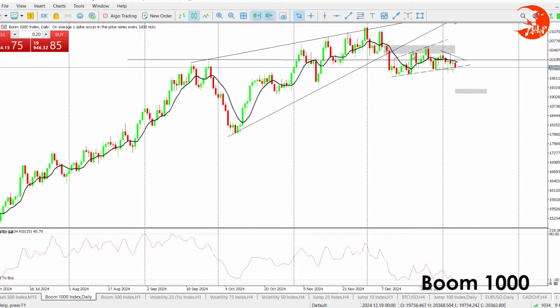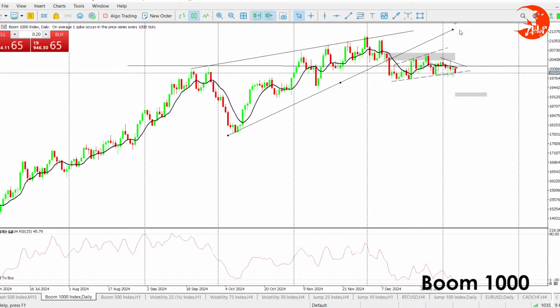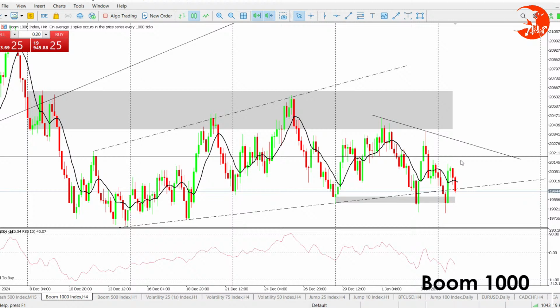So that was a breakout. This was a breakout right there. So the retest there gave us a new consolidation where we had this on the daily time frame, which was a rising expanding wedge, and now that's where we are currently.